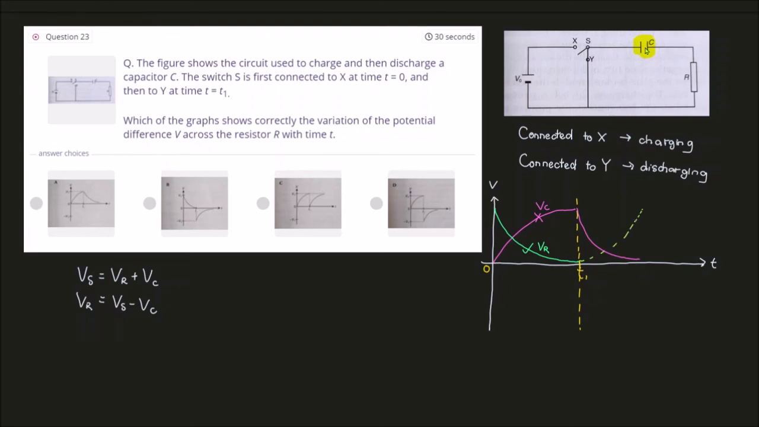Well, no. Okay, why is it no? Because this equation here is no longer being applied. Why is this equation no longer valid? Because there's no power supply in this situation anymore. There's no power supply. So essentially you have to use other means to determine the voltage across the resistor.